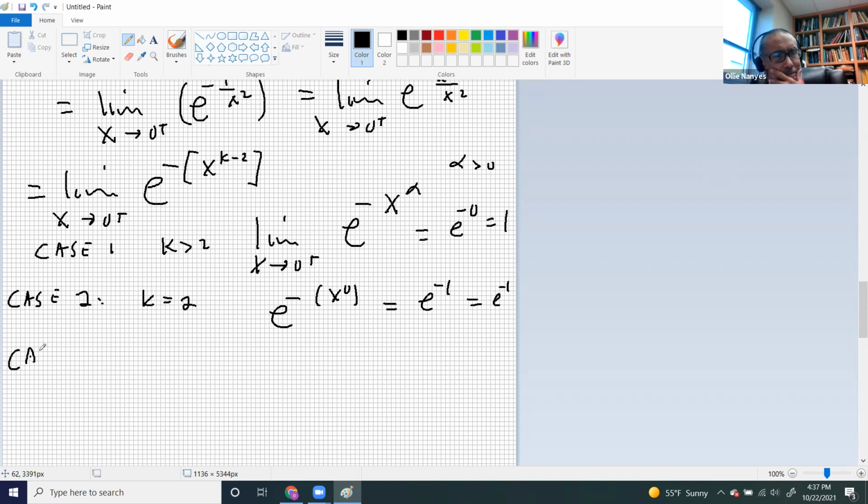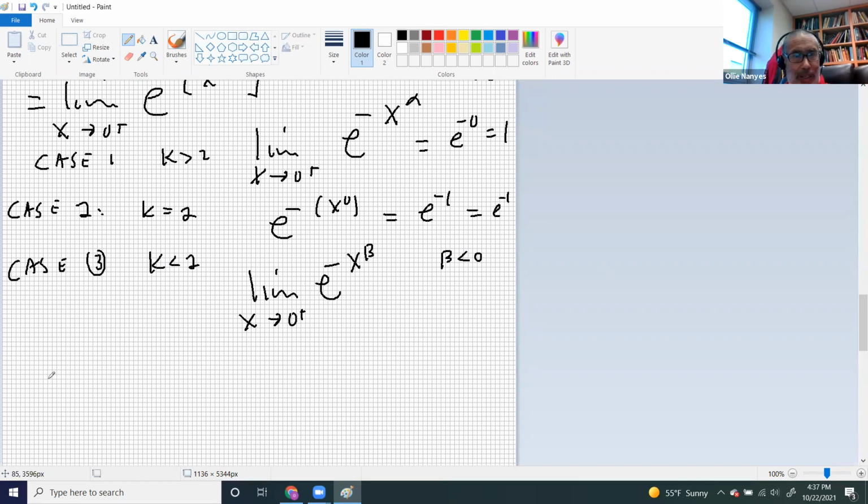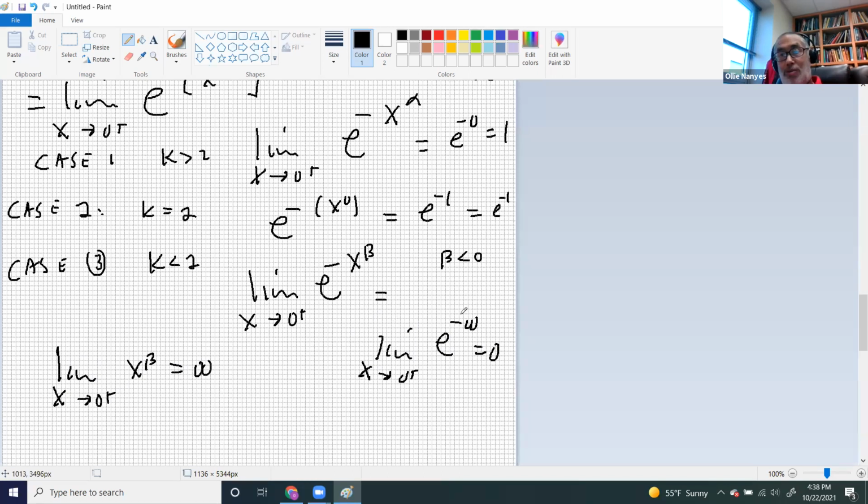But let's do case 3. This is probably the most interesting thing here. Let's say k is less than 2. Then we get the limit as x approaches 0 plus of e to the minus x to the beta, where beta is now negative. Well, if beta is a negative number, the limit as x approaches 0 of x to the beta is infinity because you're dividing by 0. So this works out to be the limit as x approaches 0 from the right of e to the minus infinity, which is 0. So in this case, your 0 to the 0 in fact gives you a 0.